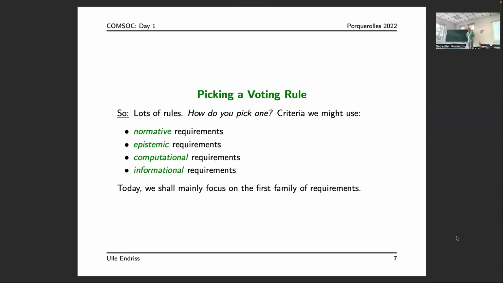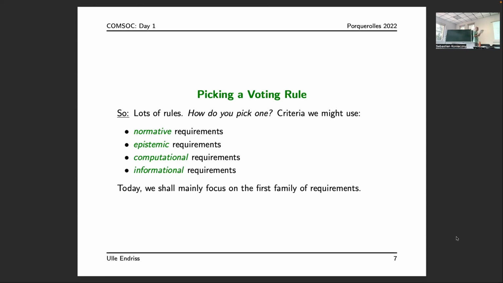There are different arguments we could use. The first ones are normative arguments. We might say, this rule is really fair because it has this nice property. So we can try to formulate properties we care about, make them precise, and then prove this rule has it, this rule doesn't have it, things like this. That would be the normative approach. That will be what most of today will be about. But I want to at least briefly mention that there are other ways we can choose as well.